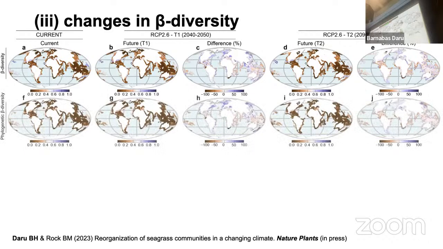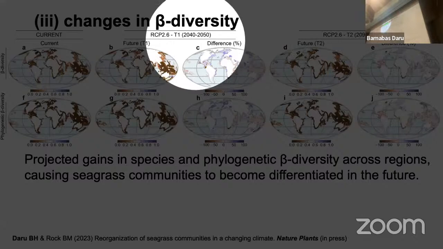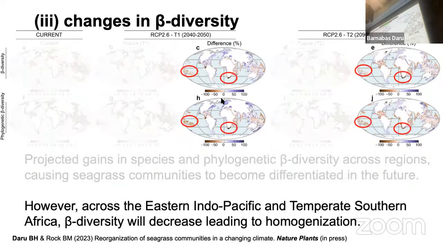We also contrasted that with phylogenetic level beta diversity, and we found that, again, there will be projected increases or gains in species and phylogenetic beta diversity across most regions that will cause seagrass communities to become differentiated, as illustrated in this chart and also the other chart in the end of century scenario, except in the Eastern Indo-Pacific and temperate Southern Africa as highlighted here, where beta diversity will decrease, that can lead to the homogenization of seagrass communities in the future, meaning seagrass communities in these regions are likely to become more similar than expected randomly.